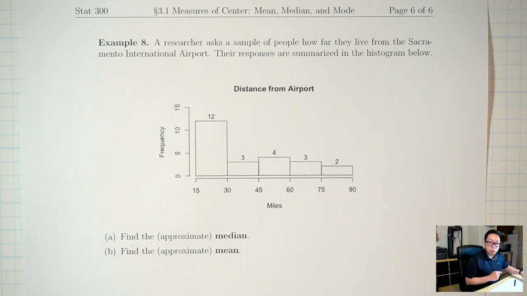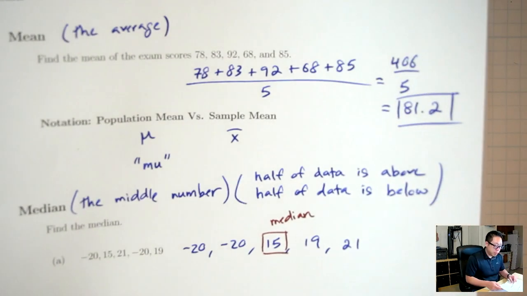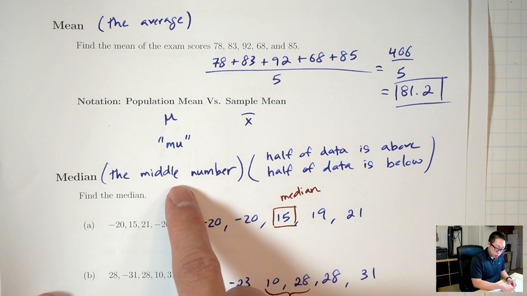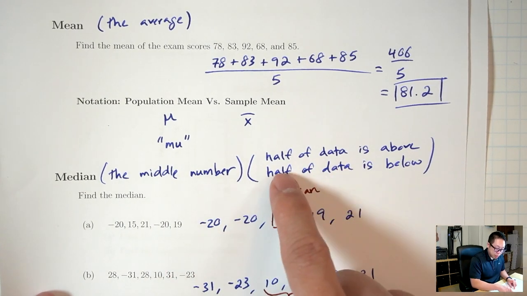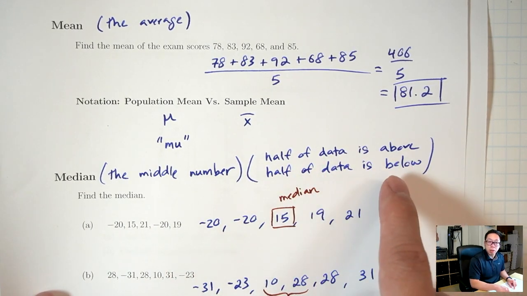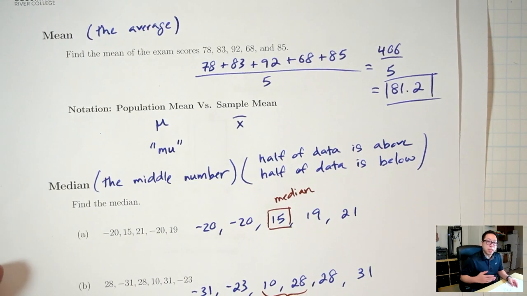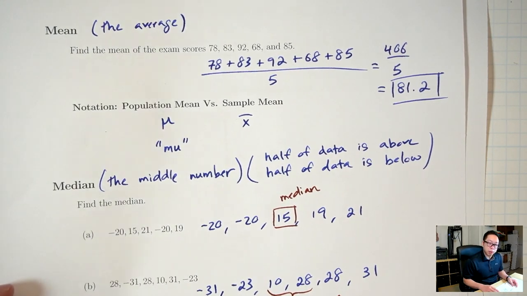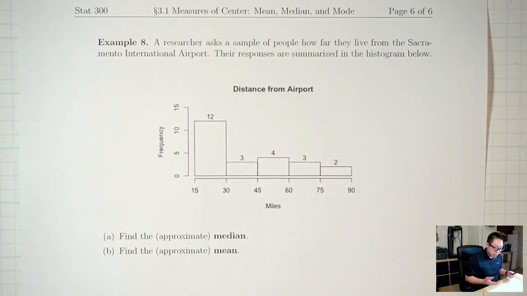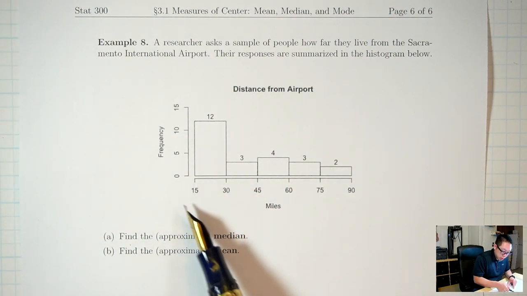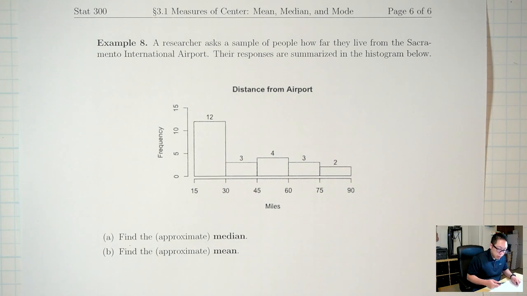Let's go back to what the median means. The median is the middle number, but it means half of the data is above it and half of the data is below it. So we're looking for the data value so that half of your data is above it and half is below it. The possible data values are these numbers down here. Let's just kind of guess first.